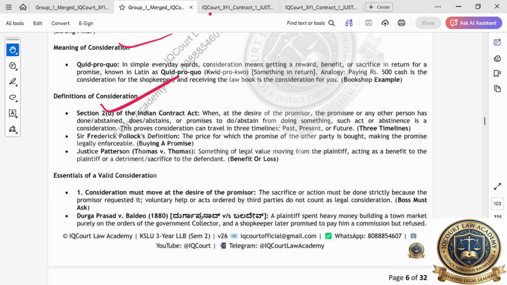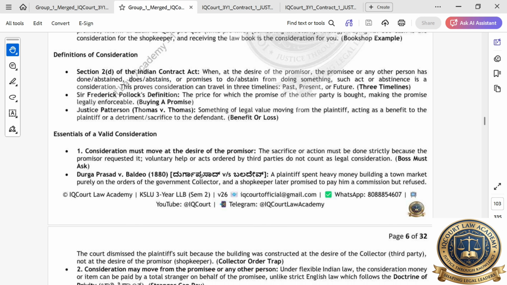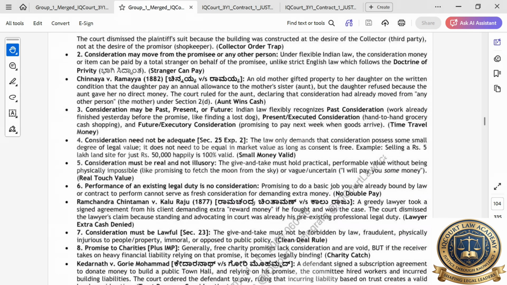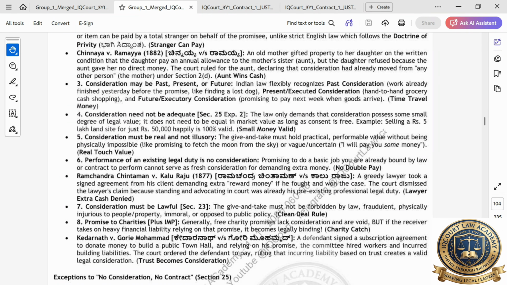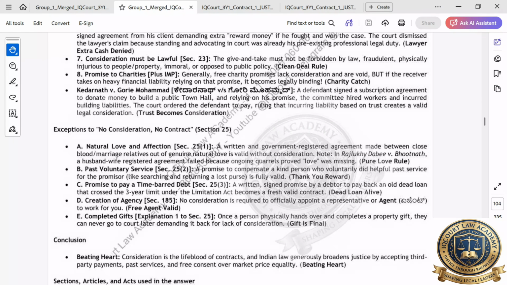Definition, section, you have to write. This you can also write. If you don't know the section number, you can just write the range. Consideration need not be adequate. See, consideration need not be adequate. Like if it should be 1,000 rupees, then nothing; even 1 rupee is also valid. Okay, all these things you have to write. Exceptions you have to write. They will definitely ask like this only.